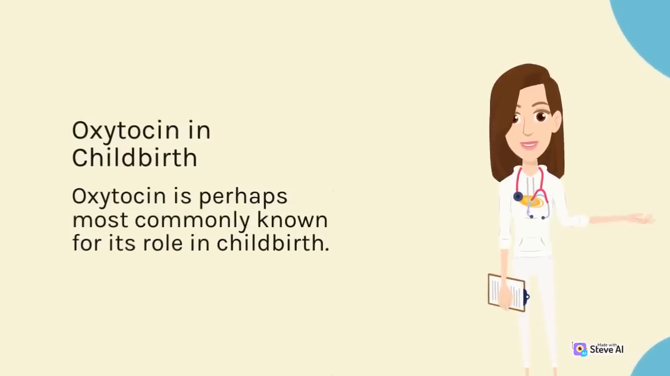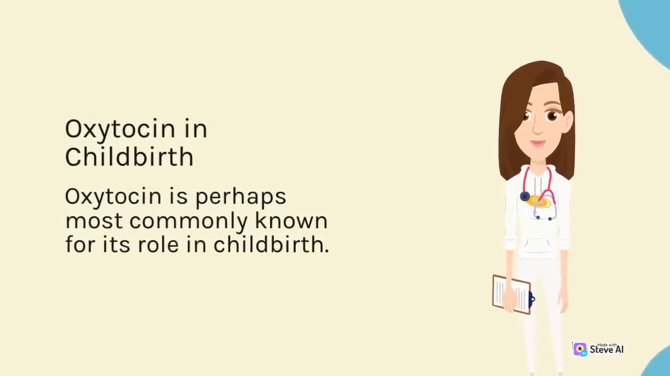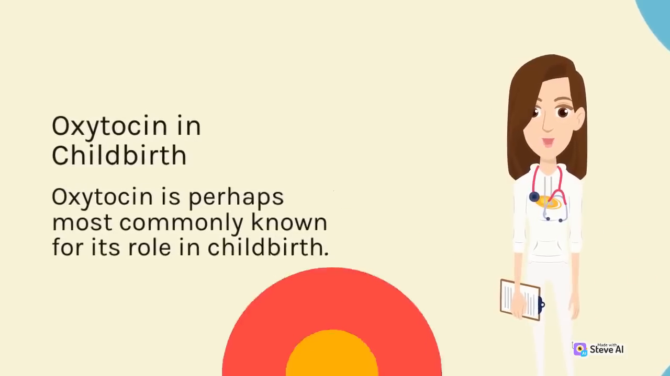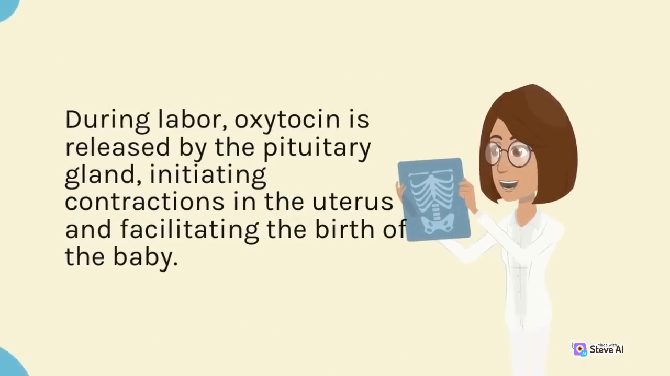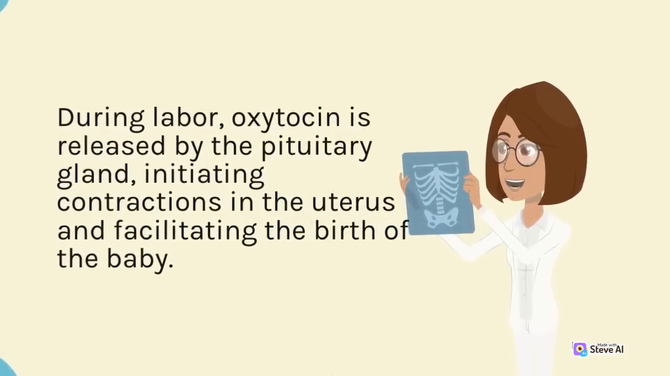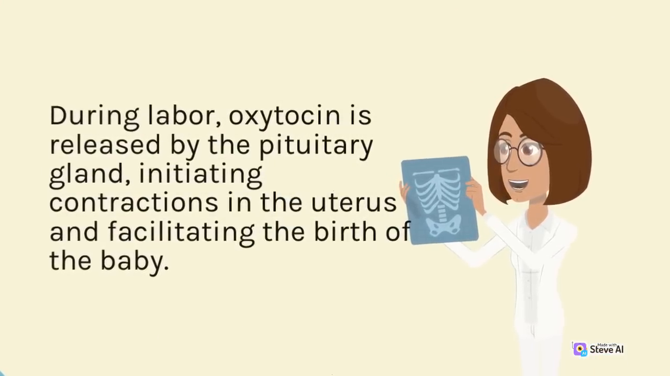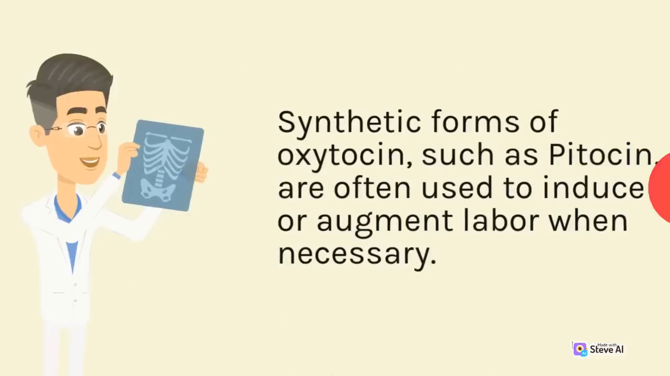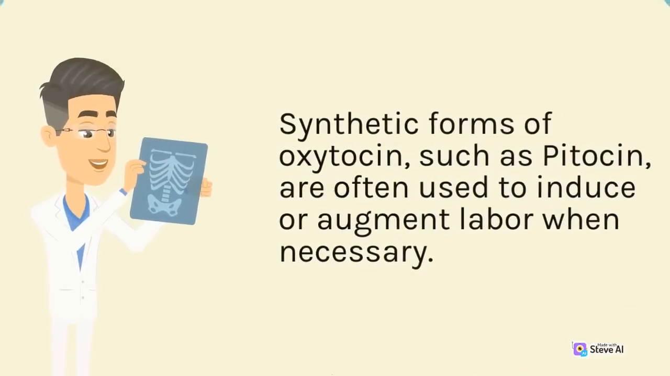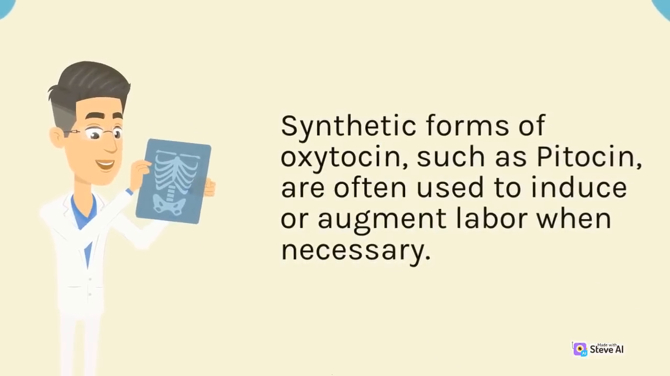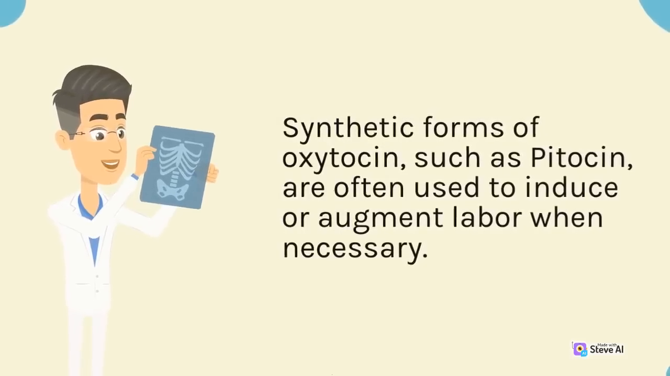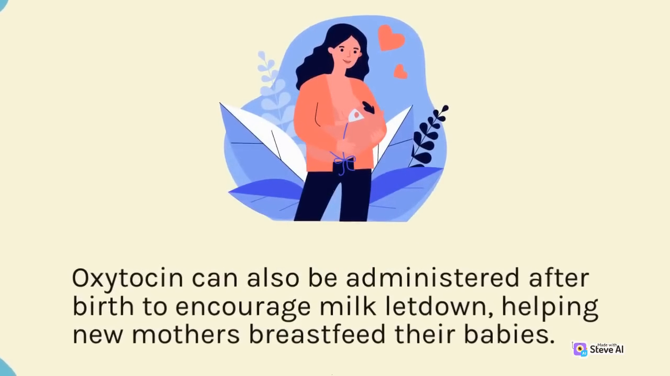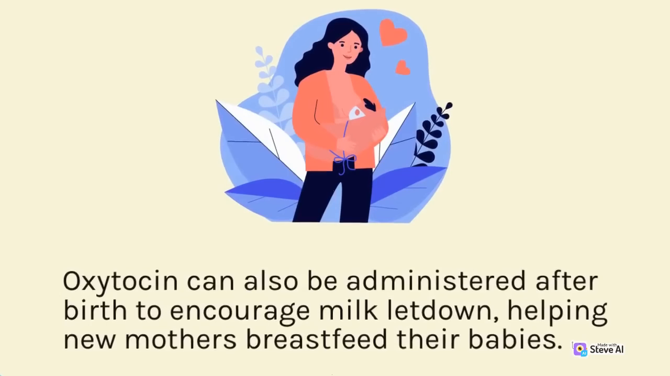Oxytocin in childbirth. Oxytocin is perhaps most commonly known for its role in childbirth. During labor, oxytocin is released by the pituitary gland, initiating contractions in the uterus and facilitating the birth of the baby. Synthetic forms of oxytocin, such as Pitocin, are often used to induce or augment labor when necessary. Oxytocin can also be administered after birth to encourage milk letdown, helping new mothers breastfeed their babies.